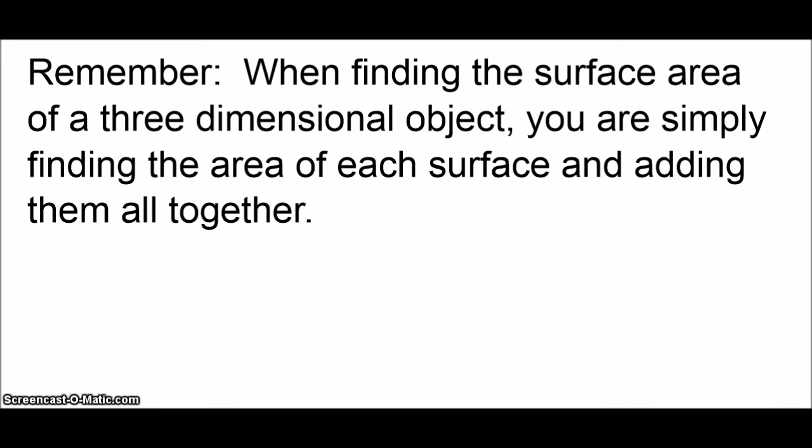And please remember, when you're finding the surface area of a three-dimensional object, basically you're simply finding the area of every surface and adding them all together. So that might be a rectangular prism, which would have 6 rectangles, or it could be a cylinder with 2 circles and a rectangle. You're just finding, again, the area of each surface, and adding them all together.